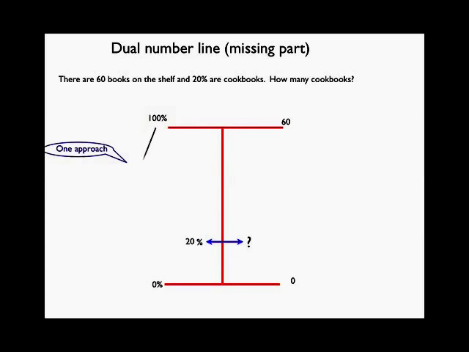One approach could be to find what we would have to do to go from 100% to 20%. In this instance, we would divide by 5. So now on the right hand side, we divide by 5. And this will give us the number of books, 12, which represents 20% of all the books.